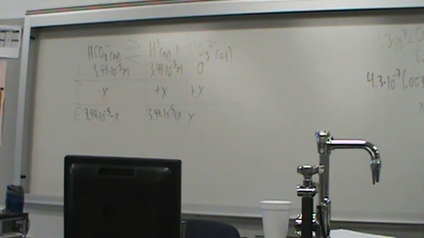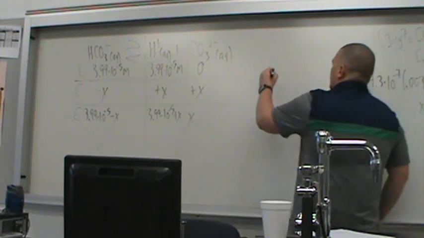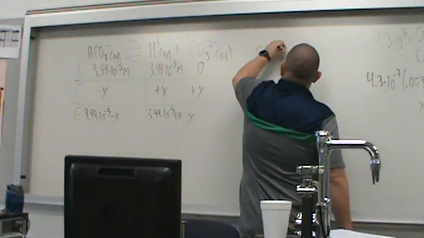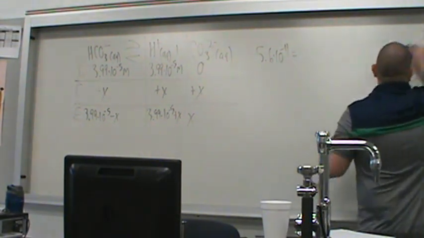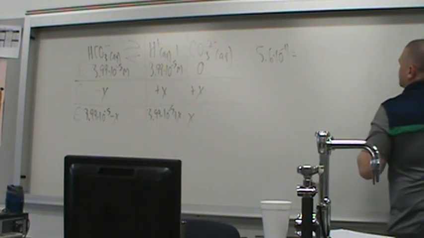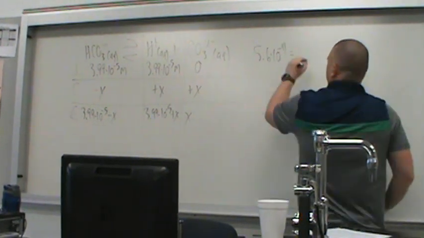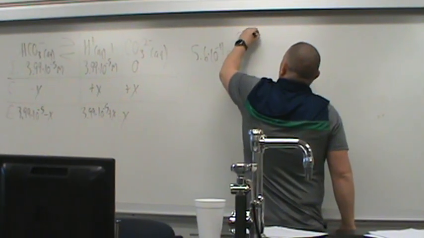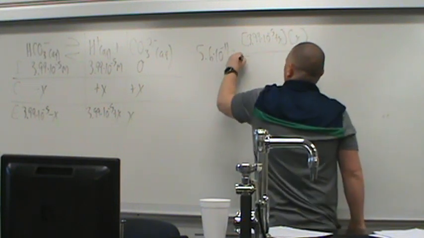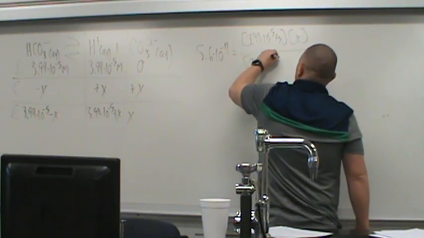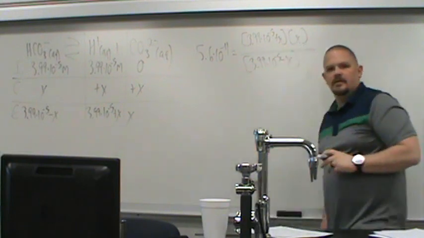Now we can put everything into our formula, but this time around, since we are in our second reaction, we use the second dissociation constant. All right? So 5.6 times 10 to the negative 11th is equal to 3.99 times 10 to the negative fifth plus X times X all over 3.99 times 10 to the negative fifth minus X.